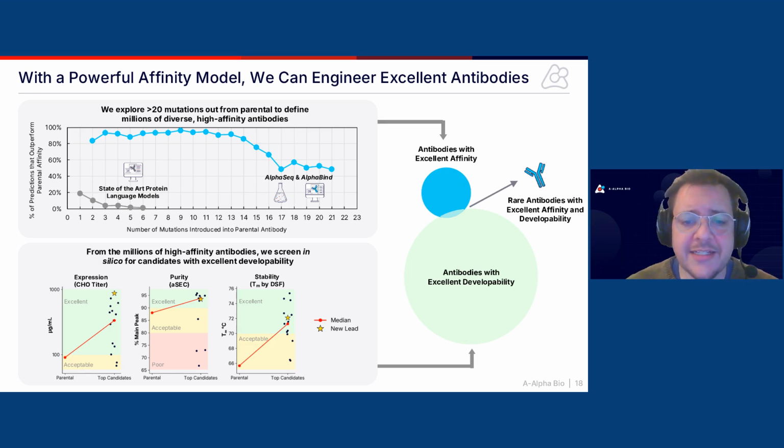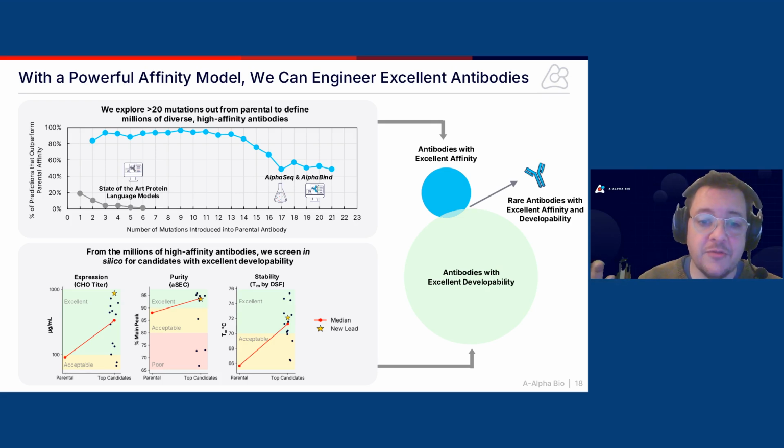And so the idea here is that if we map out the space of antibodies with excellent affinity and have some variants to pick from, and we can then screen those in silico for ones we think are going to be well-behaved drugs, we can find those really rare antibodies with both excellent affinity and really good developability properties.